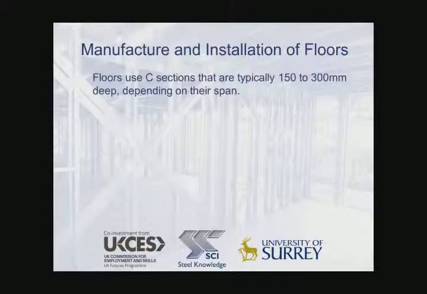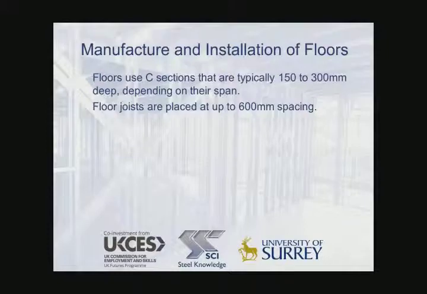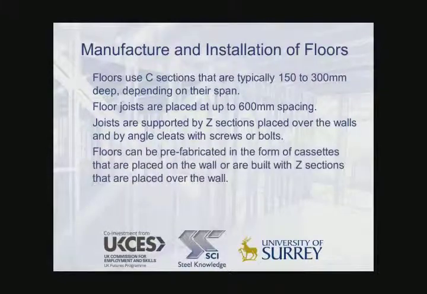Floors use C-sections that are typically 150 to 300 mm deep, depending on their span up to about 6 meters. Floor joists are generally placed at 400 mm apart, but sometimes up to 600 mm spacing, depending on the rigidity of the boarding that's used. Joists are supported by Z-sections placed over the walls and by angle cleats with screws or bolts. Floors can be prefabricated in the form of cassettes that are placed on the wall, or are built with Z-sections that are placed over the wall.